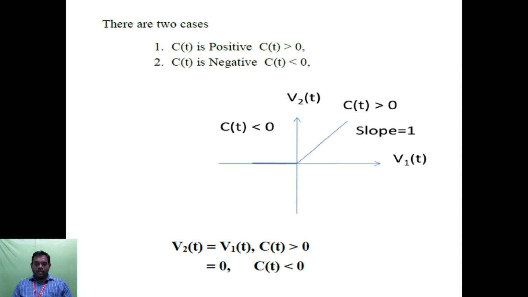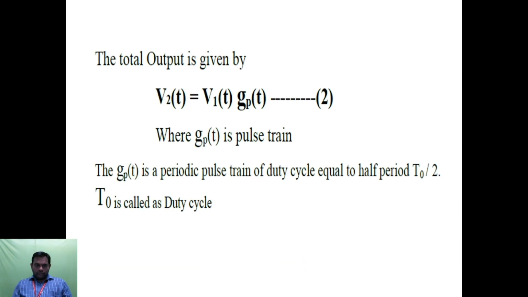So this is the representation between the output voltage V1 of t and V2 of t. V2 of t is equal to V1 of t when C of t is greater than 0, and V2 of t is equal to 0 when C of t is less than 0. The total output is given by V2 of t is equal to V1 of t into Gp of t, where Gp of t is the pulse train. Gp of t is a periodic pulse train of duty cycle equal to half period, T0 by 2. Here T0 is called the period.